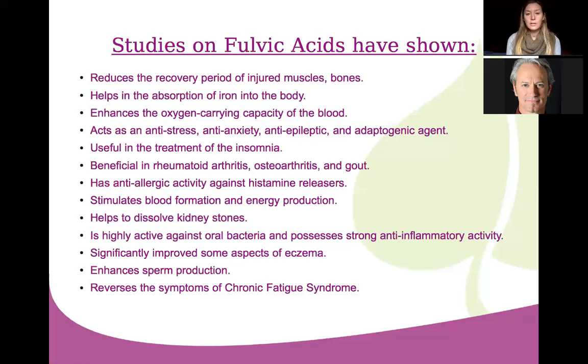It's also useful in the treatment of insomnia. It's beneficial in rheumatoid arthritis, osteoarthritis, and gout. As you can imagine, we've already talked about it forming mineral complexes for toxins. Osteoarthritis and gout are basically a buildup of toxic crystalline minerals in your fingers and toes and your joints. So fulvic acid naturally would form a complex of these unwanted minerals that are building up and allow the body to eliminate them. That's why that would be beneficial.